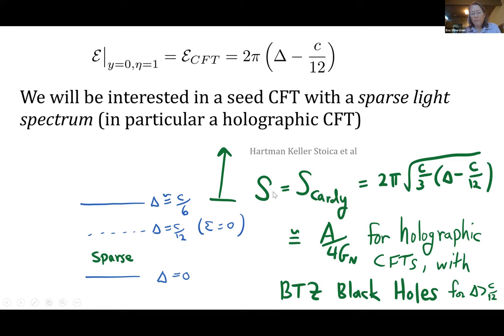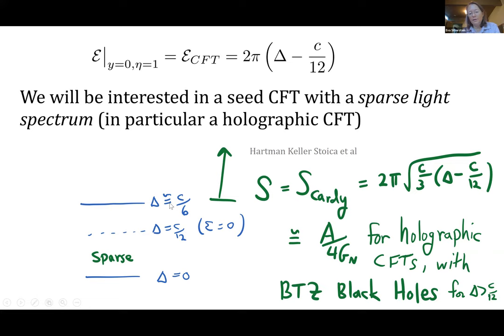Once you have that specification, then Hartman et al. showed that the famous Cardy formula for the entropy is just purely in the 2D description. One can show that the Cardy formula, which agrees with the area formula in gravitational language, doesn't just apply asymptotically as was originally proven, but instead it starts at the energy level corresponding to delta of order c over six. And that energy scale is also associated with the Hawking-Page transition.